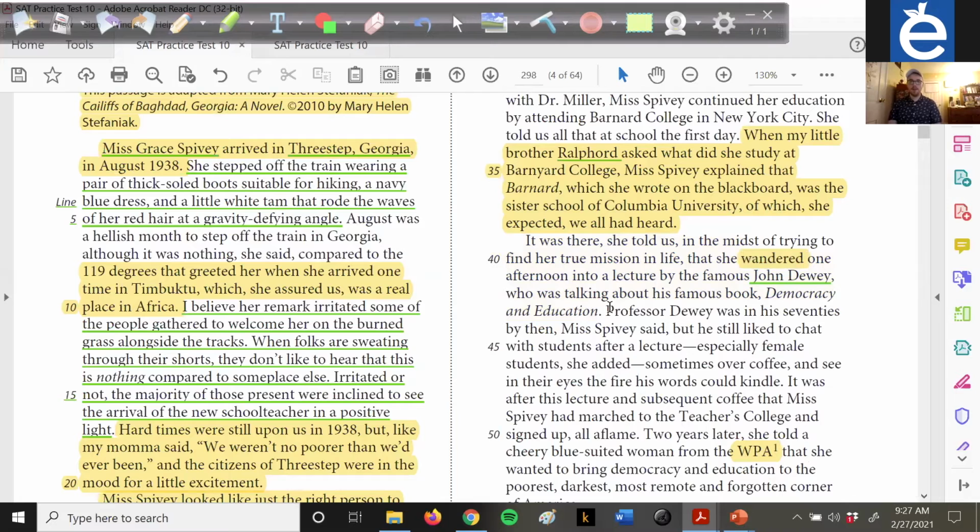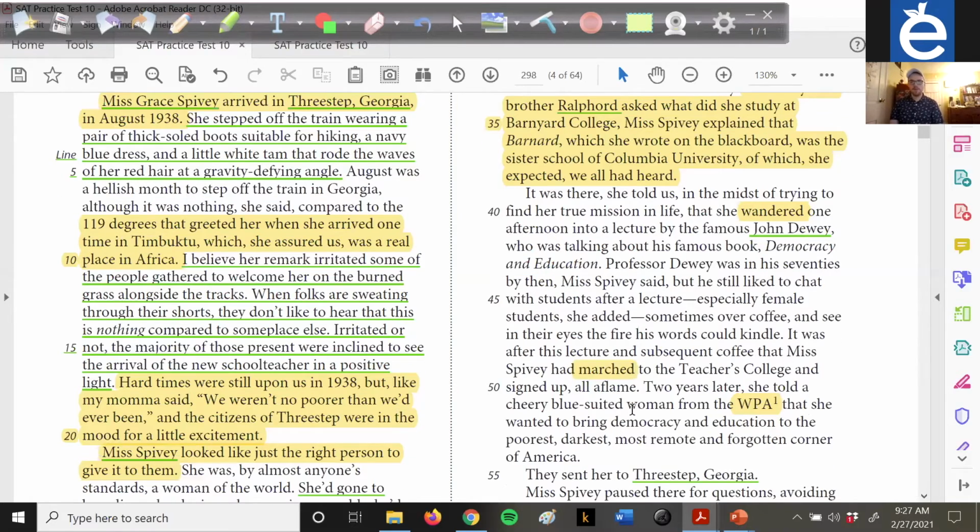Professor Dewey was in his 70s by then, Miss Vivi said, but he still liked to chat with students after a lecture, especially female students, she added, sometimes over coffee, and see in their eyes the fire his words could kindle. It was after this lecture and subsequent coffee that Miss Vivi had marched to the Teachers College and signed up, all aflame. 2 years later, she told a cheery blue-suited woman from the WPA, as we read before, she wanted to bring democracy to these poor, dark, remote, forgotten places.